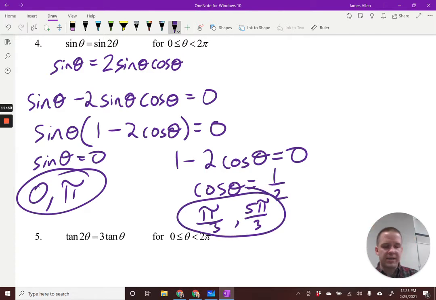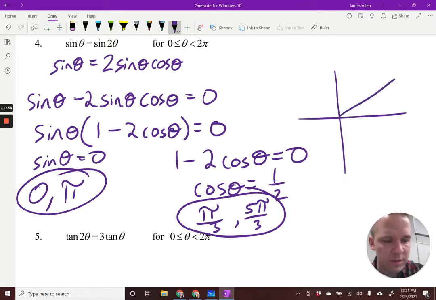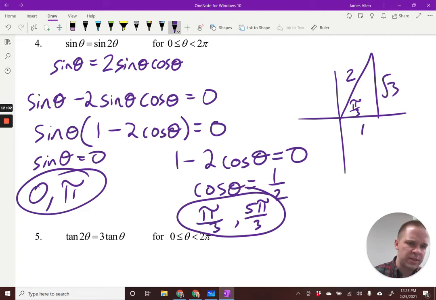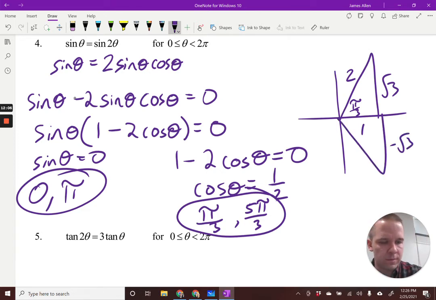Beautiful. And if you need maybe a little visual, maybe I should give you one of those. That's pi over 3. That would be our 1 and 2, which is my root 3, right? It's a 30, 60, 90 triangle. And the other one was down here. Good stuff, in case you forgot how to draw your triangles.